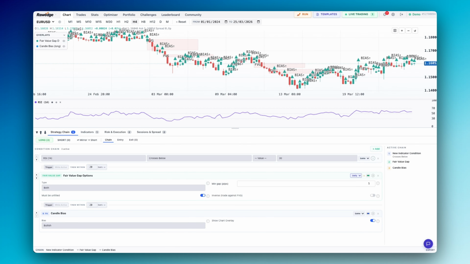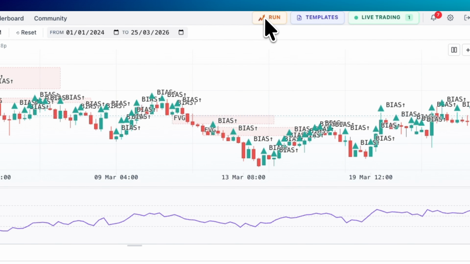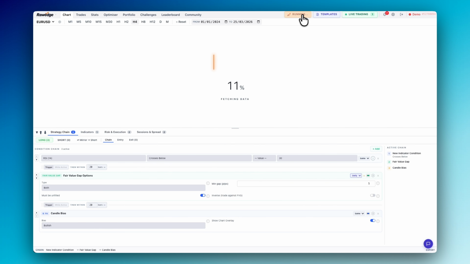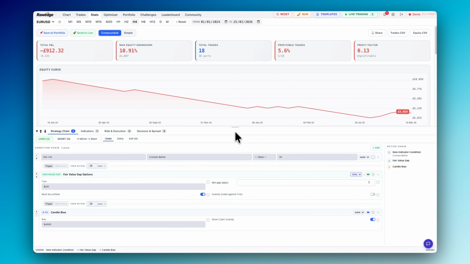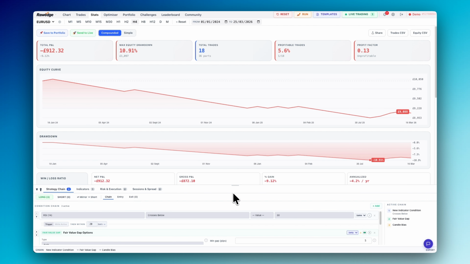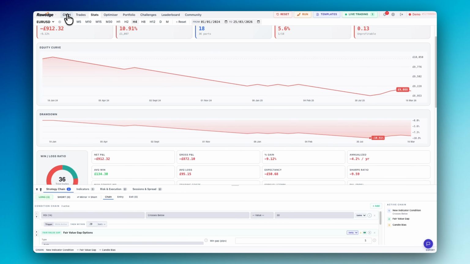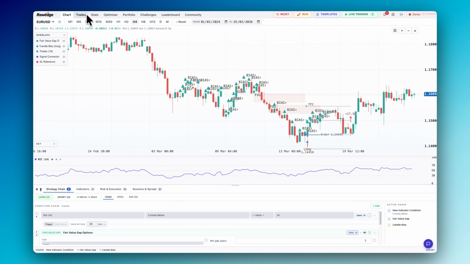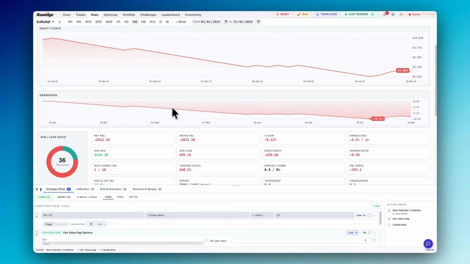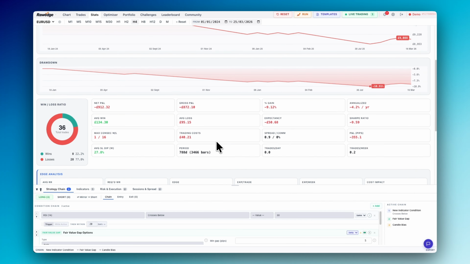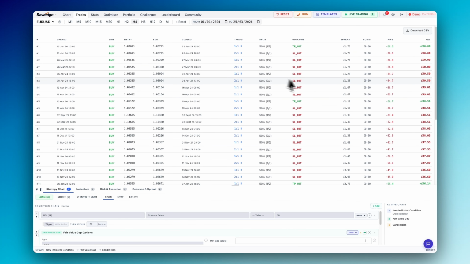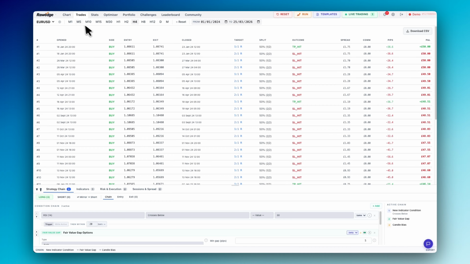Hit run, and the engine goes through every candle, checks your conditions, and simulates the trades with realistic spread and commission. You get 3 views. Chart shows all your trades plotted on the candles. Stats gives you the equity curve, drawdown, win rate, profit factor, all the numbers you need. And trades lists every single trade so you can dig into the detail.